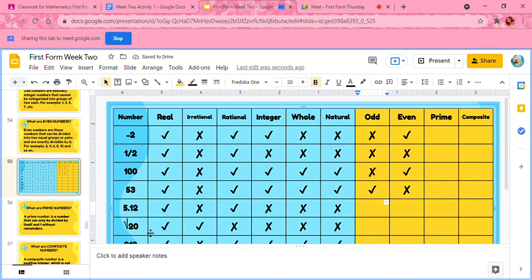How about 5.12? Odd or even? Neither, for both. Very good. 5.12 is a decimal. And a decimal cannot be odd and it cannot be even either. Alright? How about square root of 20?